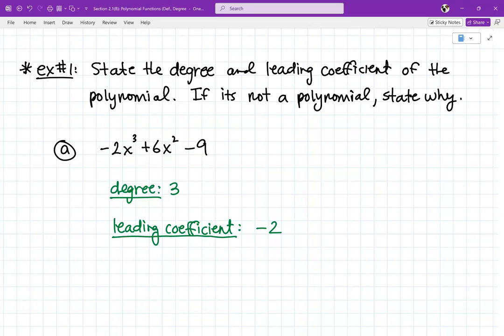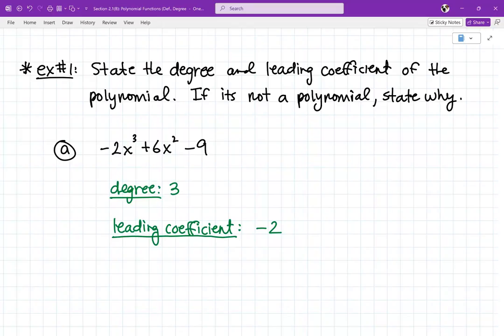These problems, like I told you, they're simple. They're easy. You just have to check, is it a polynomial? If it is, tell me the degree, tell me the leading coefficient. Notice the leading coefficient is negative 2 because that's the number in front of the highest power. It's not going to be 6, because 6 is not in front of the highest power. The highest power was x to the third, so the number in front of that term will be your leading coefficient.